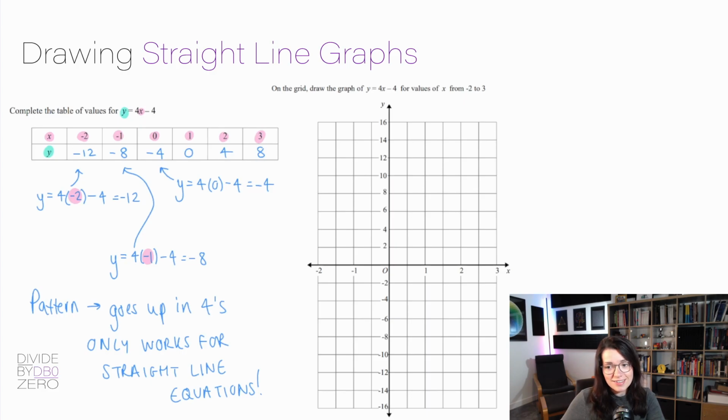So it's telling us, for example, that one of the coordinates on the straight line graph is going to be -2, -12. The next one's going to be -1, -8, then 0, -4, 1, 0, 2, 4, and then 3, 8. And you know you've done it right because the points will look like they're going to join up with a nice straight line. And in fact, when you then use your ruler to join them up, you get a nice straight line, and that means you've done it right.